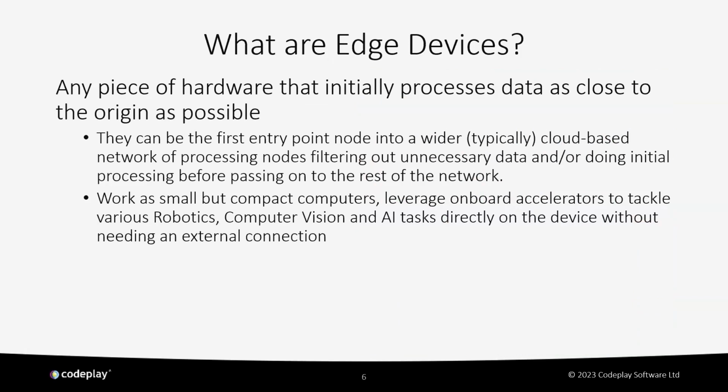With these examples, we can see why there could be a need for an edge device, which is any piece of hardware that processes data as close to the origin as possible. They can be the first entry point node into a wider, typically cloud-based network of processing nodes, filtering out unnecessary data and or doing initial processing before passing it on to the rest of the network. They can work as small but compact computers, leveraging onboard accelerators to tackle various robotics, computer vision, and AI tasks directly on the device without needing an external connection. And the work I will speak about later will focus on the latter.